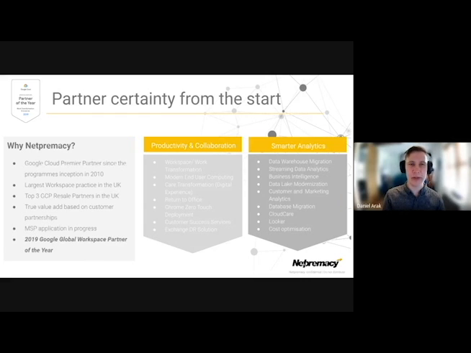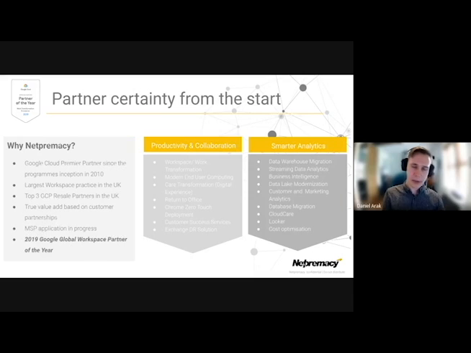So there's been a really huge level of investment from NetPremacy into the Google partnership, and we've really grown up alongside Google's methodology and services, which means that we're therefore deeply ingrained in not only the way that Google operates, but also the way that Google supports and services its customers. So in essence, we're really seen as an extension of Google's team, really looking to drive value into that customer base.